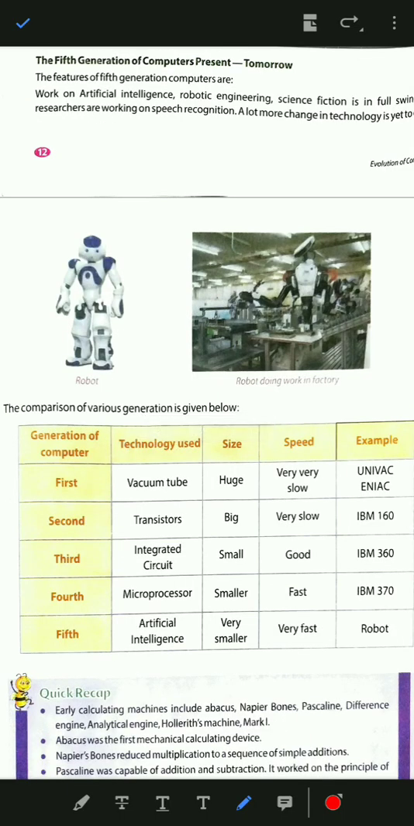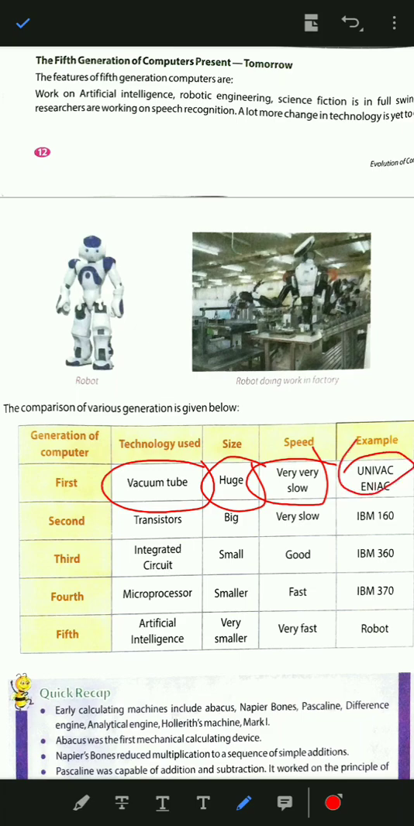Next comes the comparison of various generations given below. First generation computers: vacuum tubes were used in these computers. The size was huge, the speed was very slow, and the examples are UNIVAC and ENIAC. These are the examples of first generation computers.